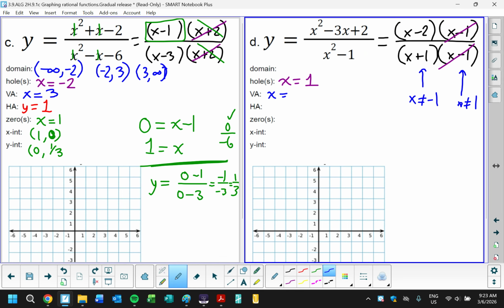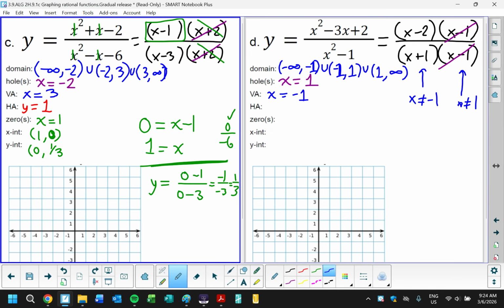Vertical asymptote, x equals negative 1. Domain, negative infinity to negative 1. Cross that boundary, negative 1 to positive 1. Cross that boundary, positive 1 to infinity. And I forgot on the last example to put the union symbol in between, so that we say we're going to put all those pieces together. All three of the pieces are what are going to describe the domain.